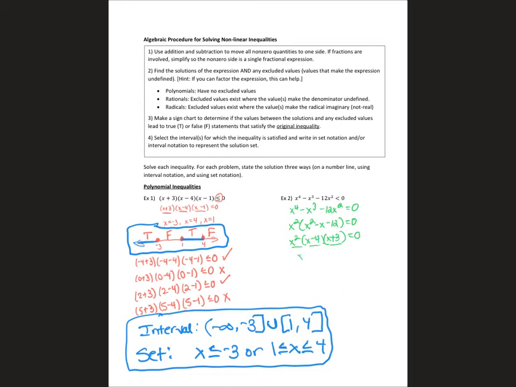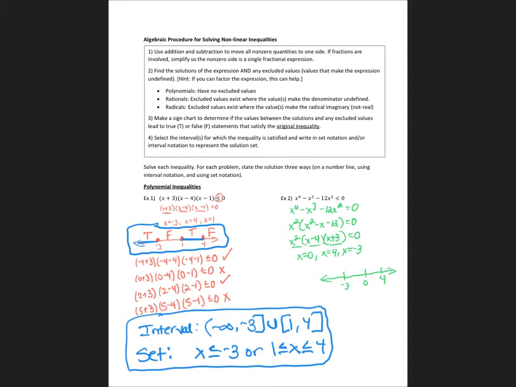Set these factors equal to 0. I get 0, 4, -3. So these are my critical points because it's a polynomial and we have no other excluded values. So I have -3, 0, 4. And then I can go ahead and test points between each of these 4 intervals to see whether or not it's included in my original inequality.